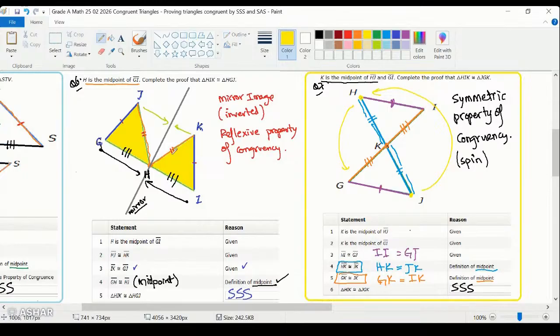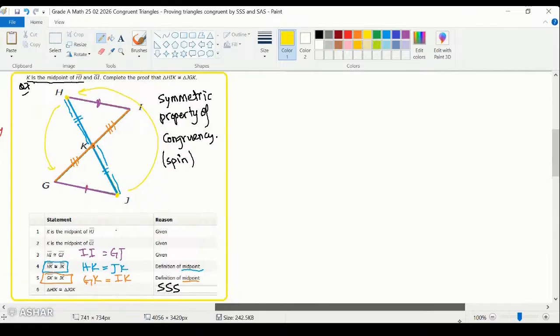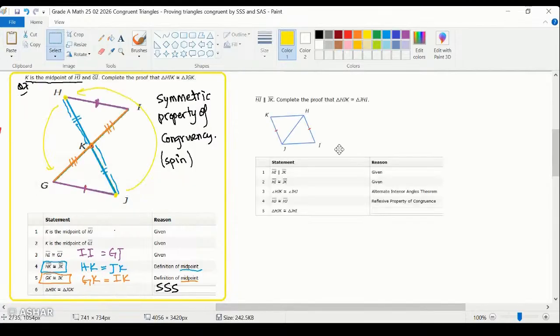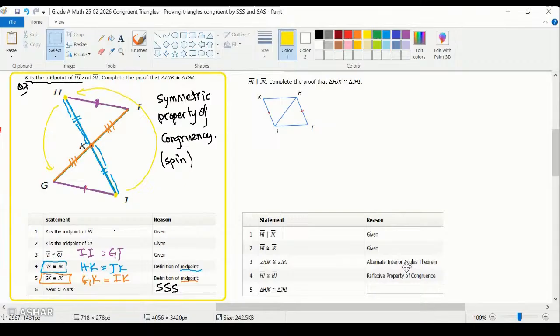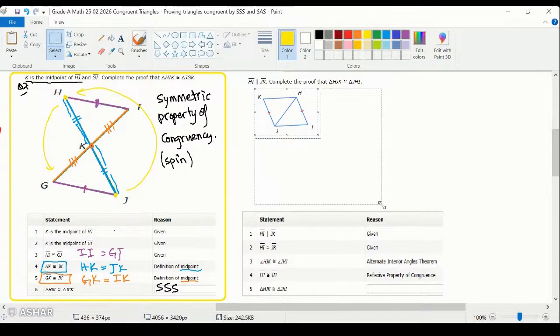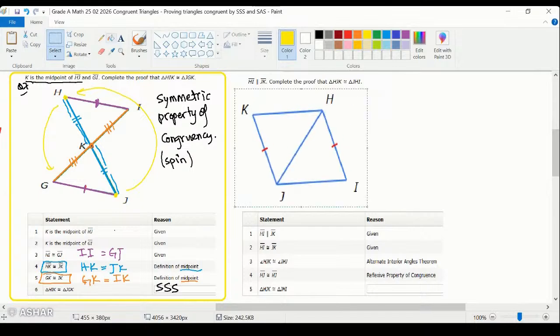Okay, let's move ahead to the next question, question number 8. In question number 8, what they are saying is we have a pair of parallel lines and they are speaking about an angle, alternate interior angles, right? So if they are speaking about an angle, it's very rare that side, side, side would be applicable. Most probably side angle side. Let's confirm. This was the shape that was given to us in question number 8.